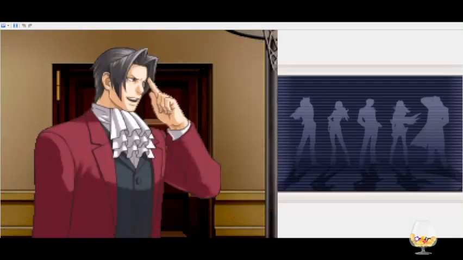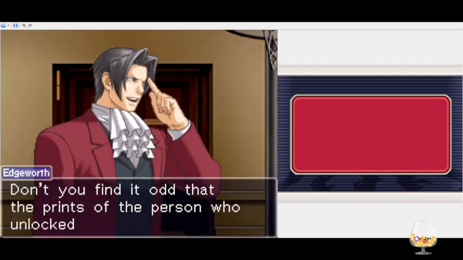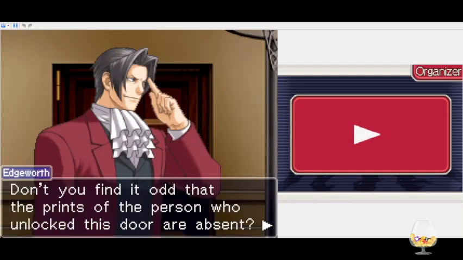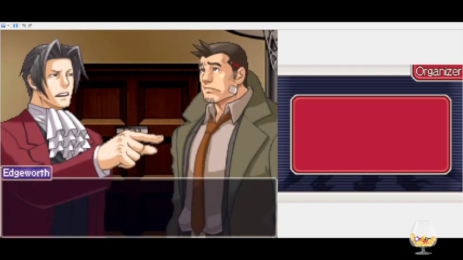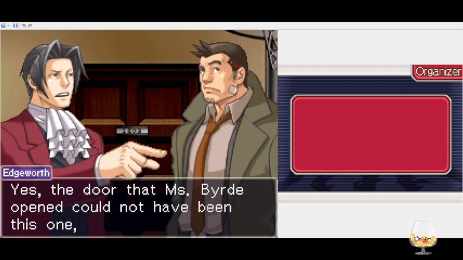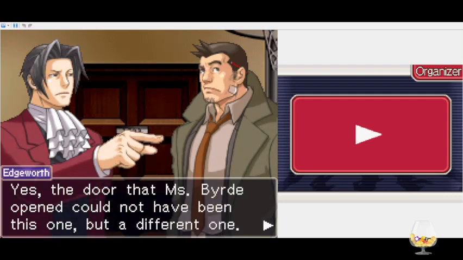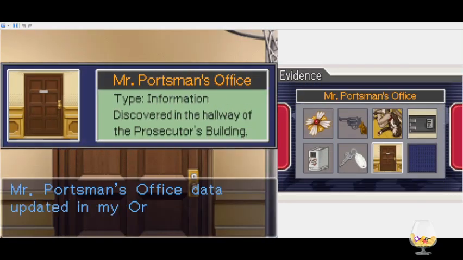Take that! Don't you find it odd that the prints of the person who unlocked this door are absent? You mean... Yes, the door that Ms. Bird opened could not have been this one, but a different one. Huh. Weird. What does this mean, then?